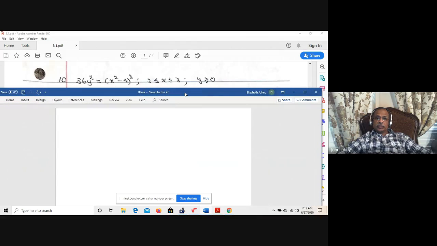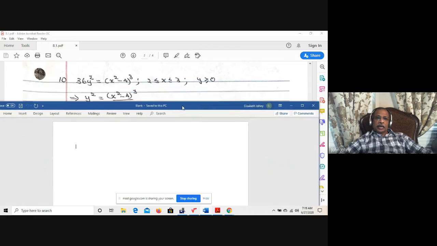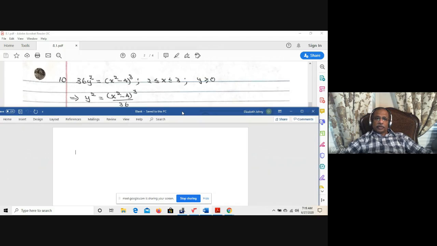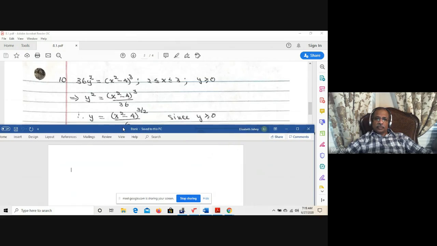36 y square is equal to x square minus 4 the whole cubed, for 2 less than or equal to x less than or equal to 3, y greater than or equal to 0. And here, divide both sides by 36. So y square is equal to x square minus 4 the whole cubed divided by 36. Now find the square root. Y is positive, so you may discard the negative square root.